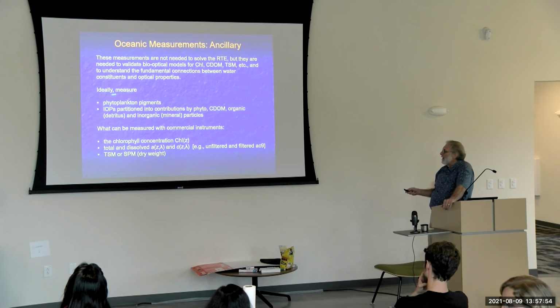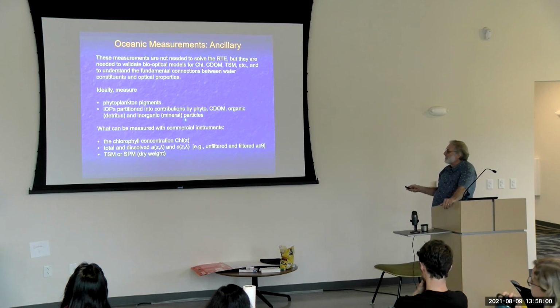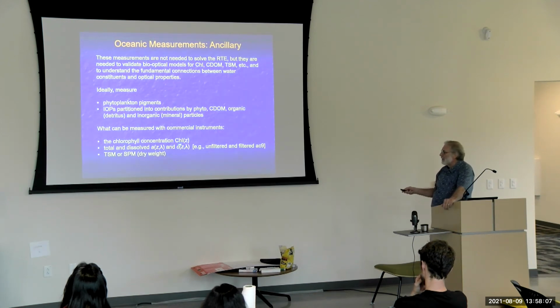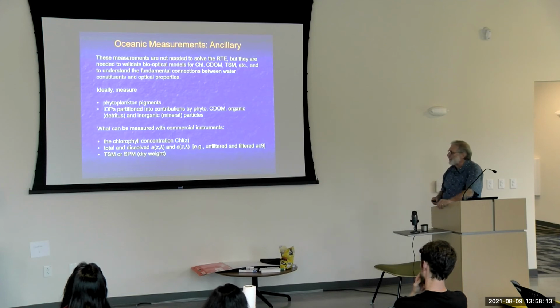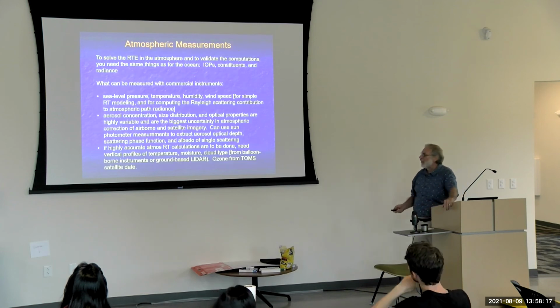Okay, so ideally you would measure all these phytoplankton pigments. You'd have all these IOPs partitioned into phytoplankton and CDOM and detritus and inorganic and whatever. Well, in reality, you can probably get a chlorophyll profile. You can get ANC data, and maybe you get some kind of measurement of total suspended matter. That's about the best you can hope for.